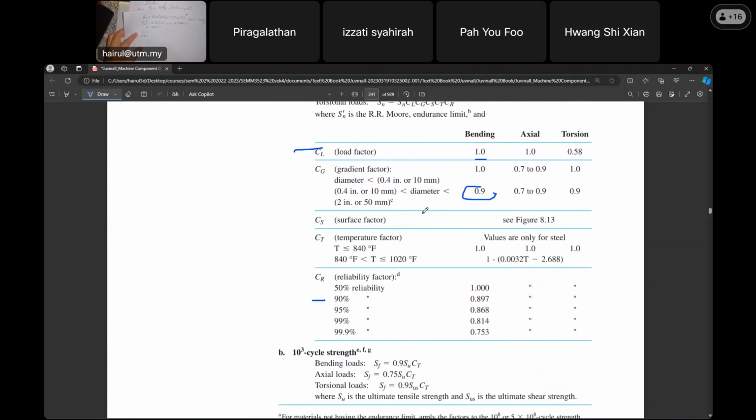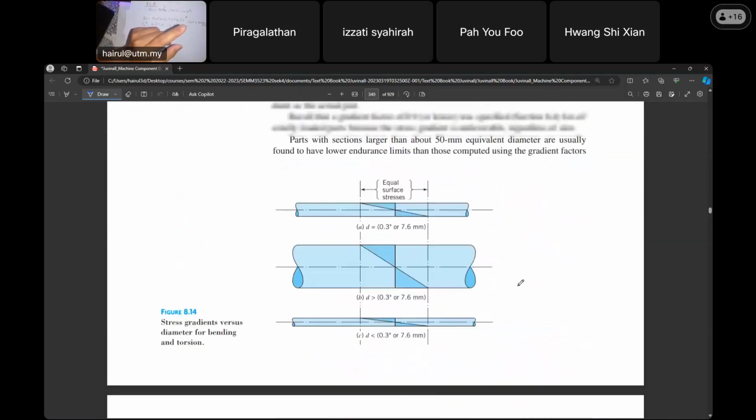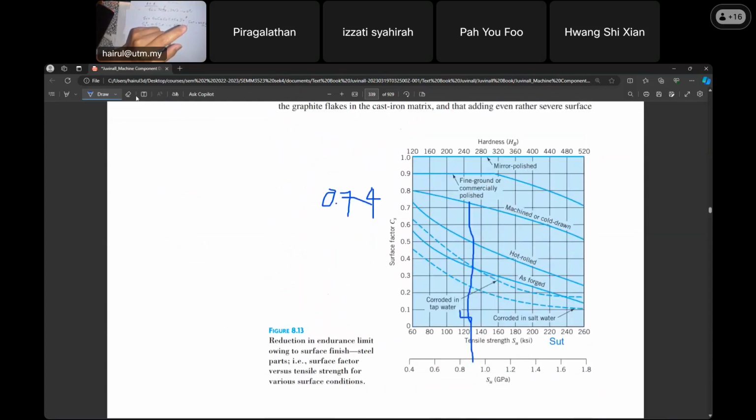Okay, surface factor. Be careful. For the surface factor, look at Figure 8.13. What is your SUT just now? 448.2, right, class? So it is close to 0.45, between 0.4 and 0.5. I cannot draw it perfectly, but roughly here, and you bring a straight line up.